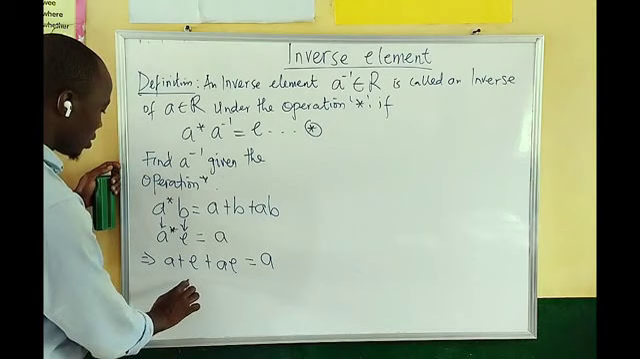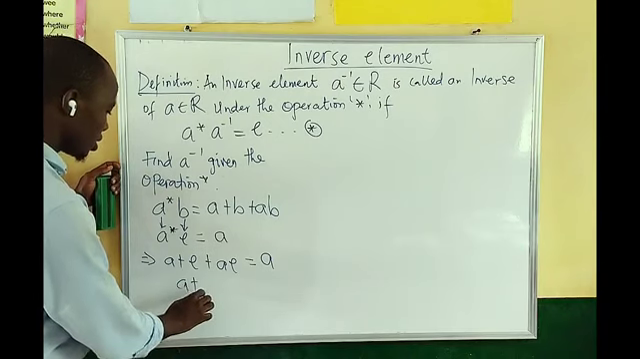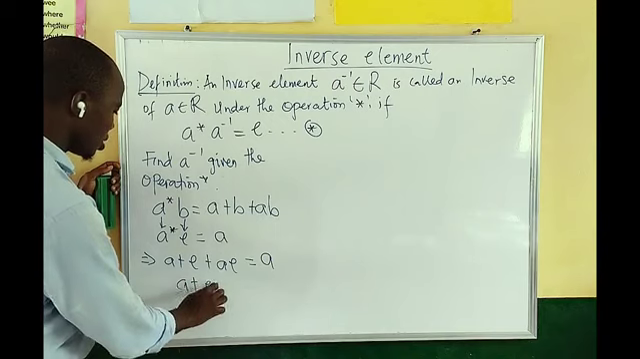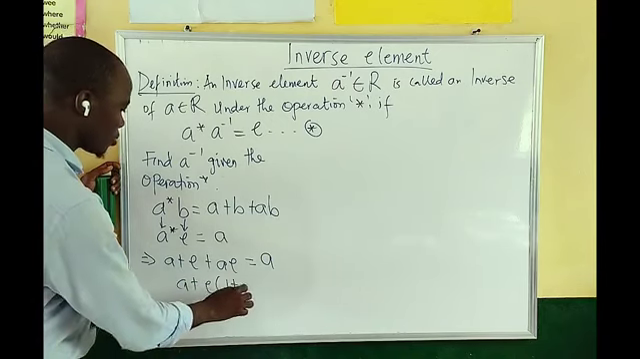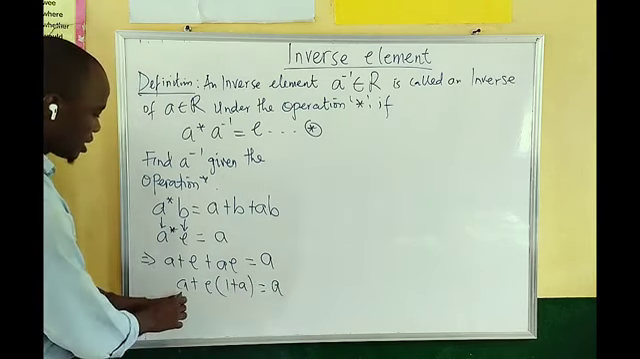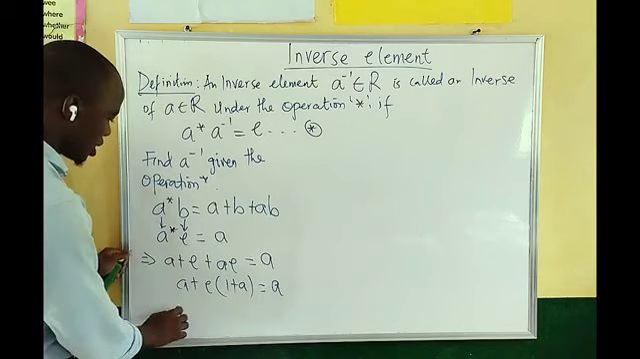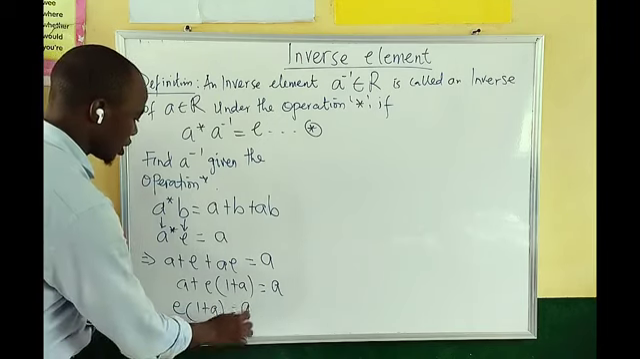So now from here, we are going to have a plus e. From here, e is common. I have e into bracket 1 plus a, which equals a. So now I can set this a to the other side. I have e(1 + a) = a − a.